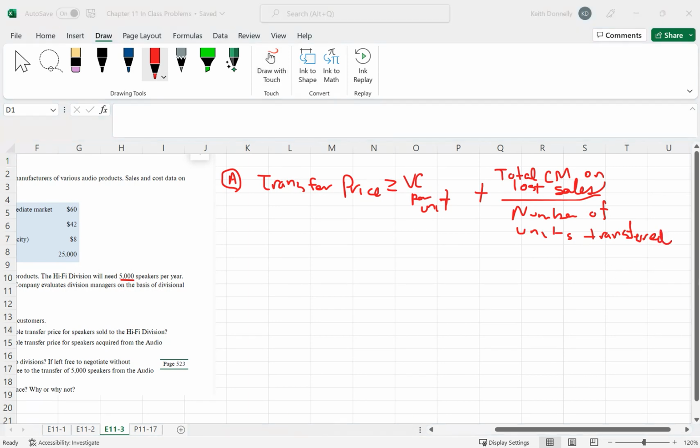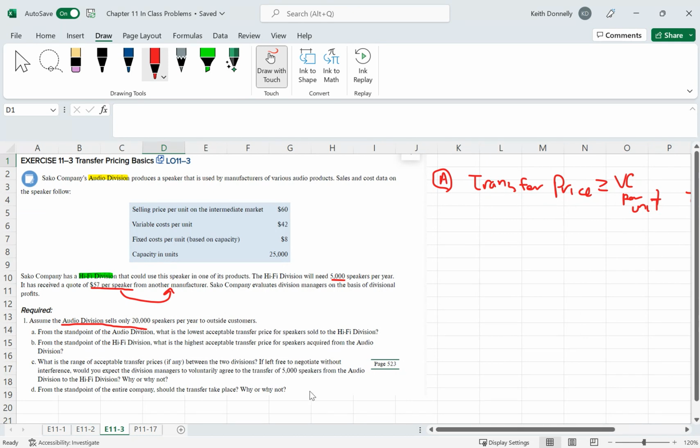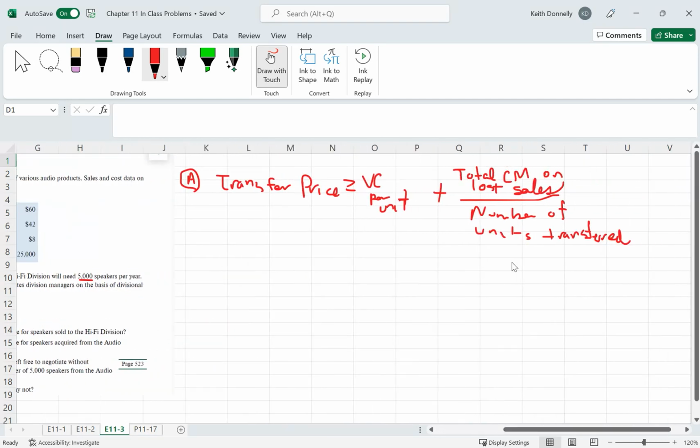out. Okay. All right, now in this case, the idea with it is because there's enough idle capacity to fill the entire order from the hi-fi division. In other words, we're at 20, our max is 25. We can fill that, right? We're not losing out on any other sales. No outside sales are lost, okay? So for basically the denominator over here, we're going to have $0. We can fill this with no problem. We're not missing out on any other sales.